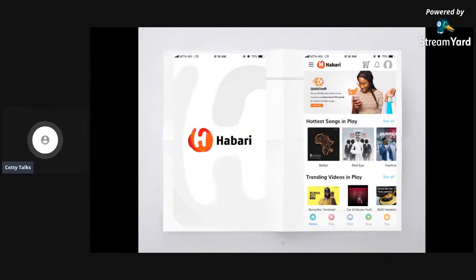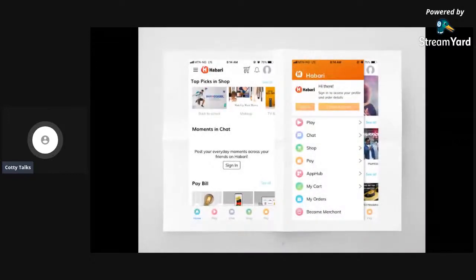But in Abari, this is the first thing you see. This app has music, video, magazines, news. You can chat with friends and all those things. You can shop. Yeah, moments with friends, and you can shop, buy things, add things to carts and everything. You can pay bills. In short, it's a lot.